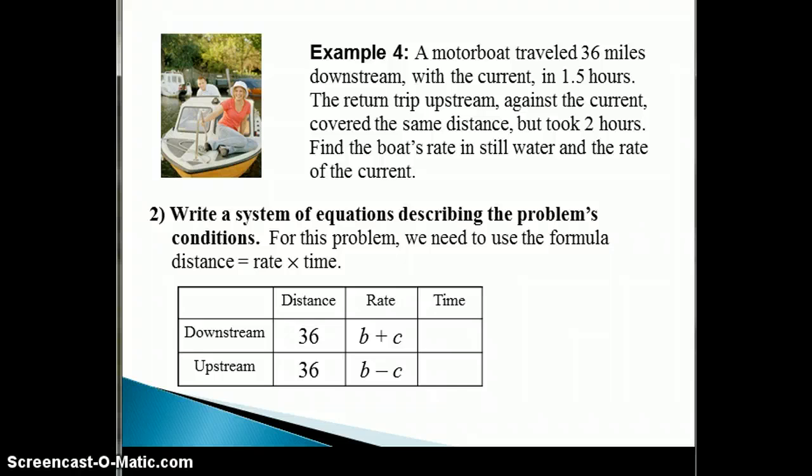And lastly, we need to enter the time for each trip. From the wording of the problem, we see that the time to go downstream took 1.5 hours, and the time to go upstream took 2 hours. So now we're ready to write our equations for that system. So we use the formula to get 36 equals B plus C times 1.5, and we do the same for the second, and there's our system.